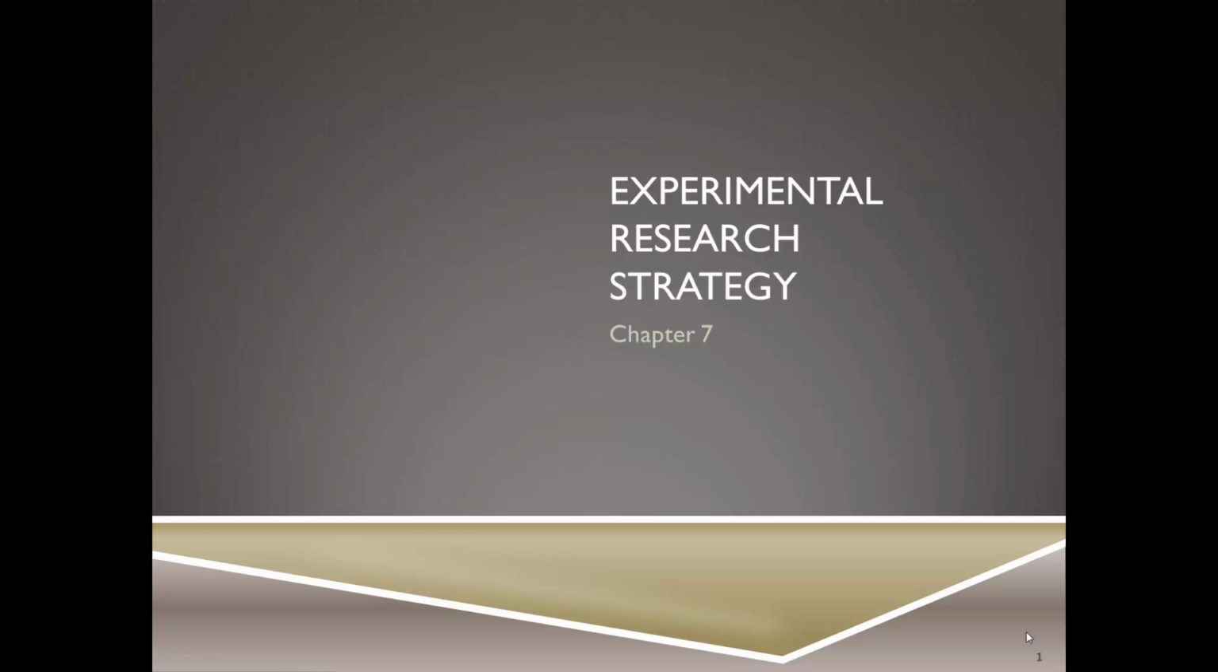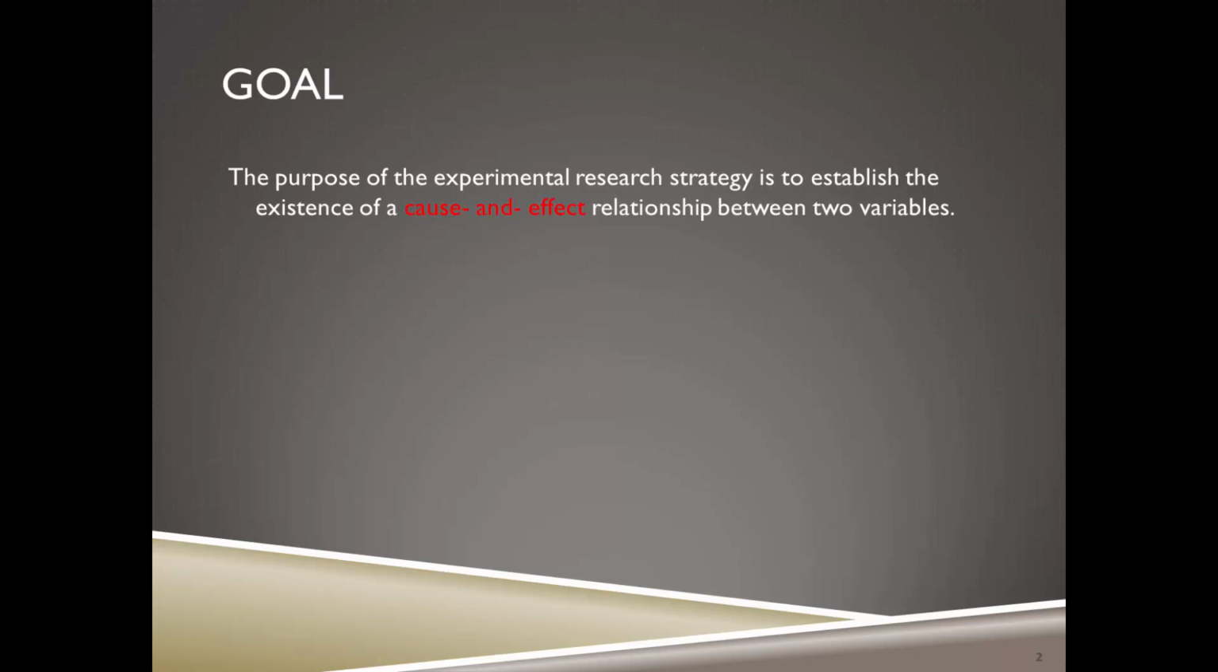Chapter 7, Experimental Research Strategy. Experimental research is the most powerful research design that we cover in this course. The goal of experimental research is to establish the existence of a cause and effect relationship between two variables.